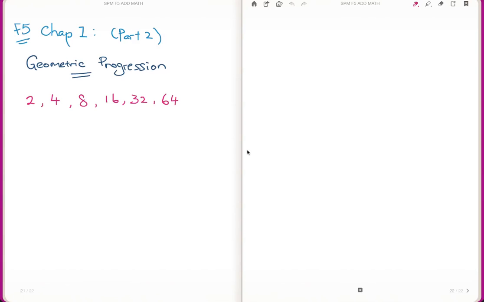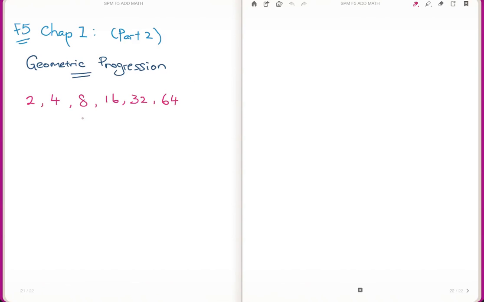Welcome back everyone. This is part 2 of chapter 1 in Form 5. In the previous video, part 1 of this chapter, I showed you arithmetic progression. This is part 2 for this chapter, geometric progression.